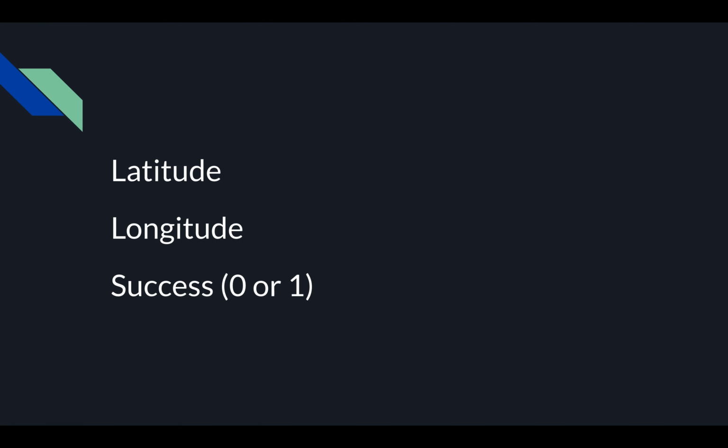First of all, latitude and longitude. These two variables are the coordinates of the location where a particular terrorist attack happened, and we use that to plot the terrorist attack in our map. And then we have the success variable. It is a categorical variable and it has two values, 0 or 1. When it is 0, it means the terrorist attack was unsuccessful, and when it is 1, it means the attack was successful.